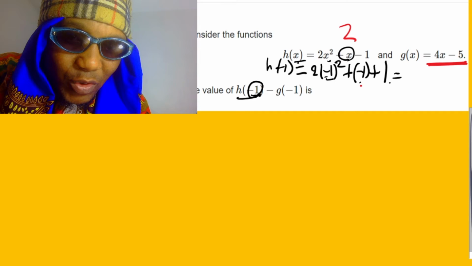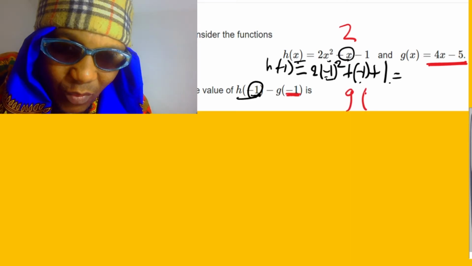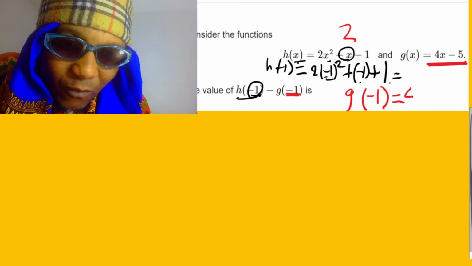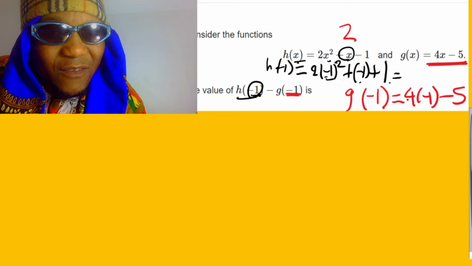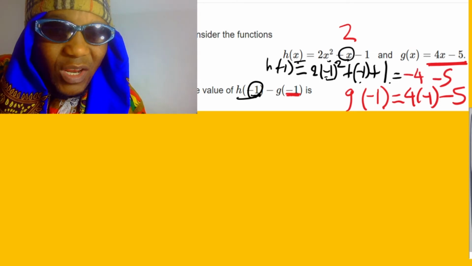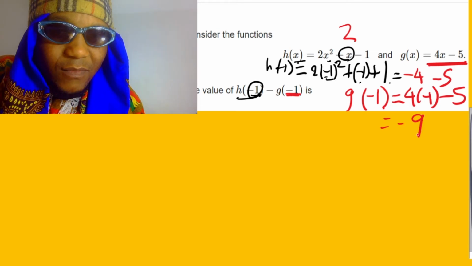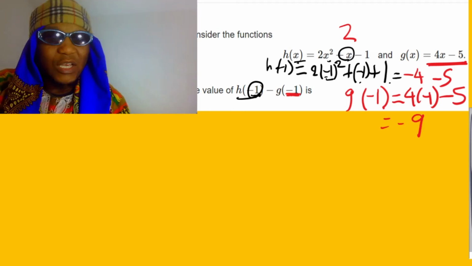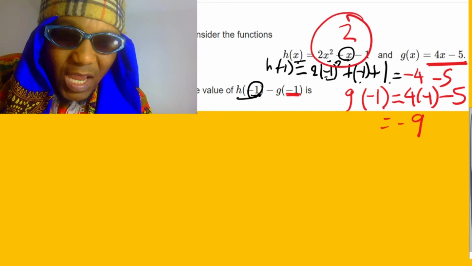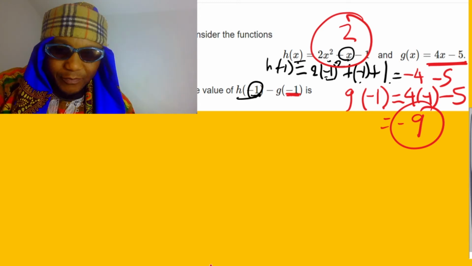Look, we do the same game now. So G, but here we put -1 also. So we're going to say G of -1 equals 4 times -1 minus 5. And this is going to give us 4 times -4 minus 5, which gives us -9. So all this equals -9. So for the first group equal to 2, and for the second group equal to -9.